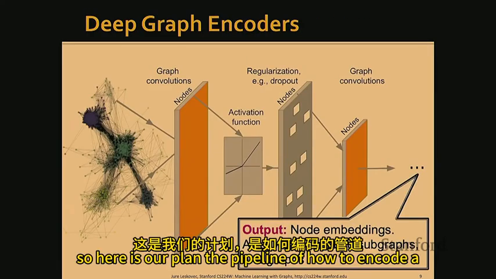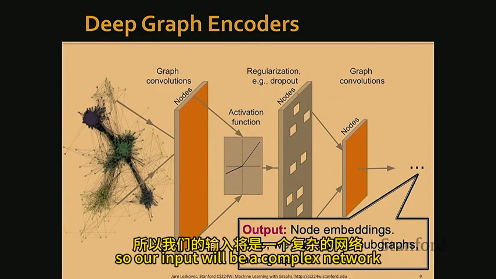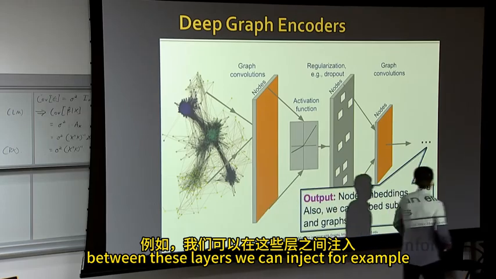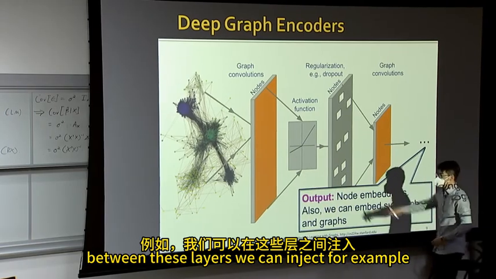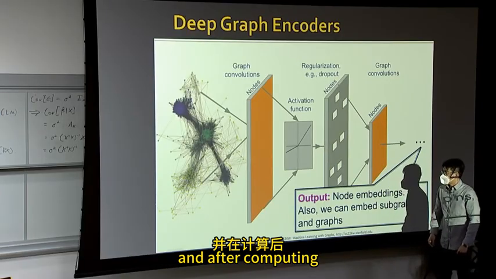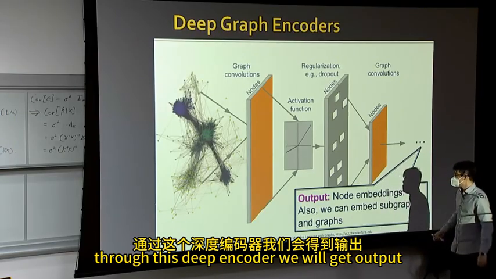So here is our plan, the pipeline of how to encode a deep graph encoder. Our input will be a complex network. We'll pass it through several graph convolutional layers. Between these layers, we can inject, for example, activation functions and then some regularization layers. And after computing this through this deep encoder, we will get output.